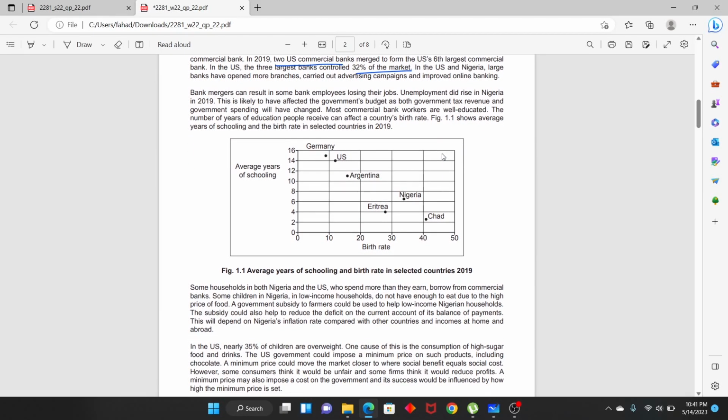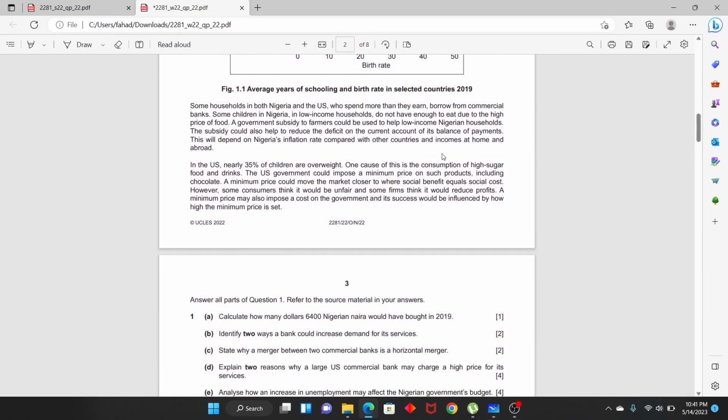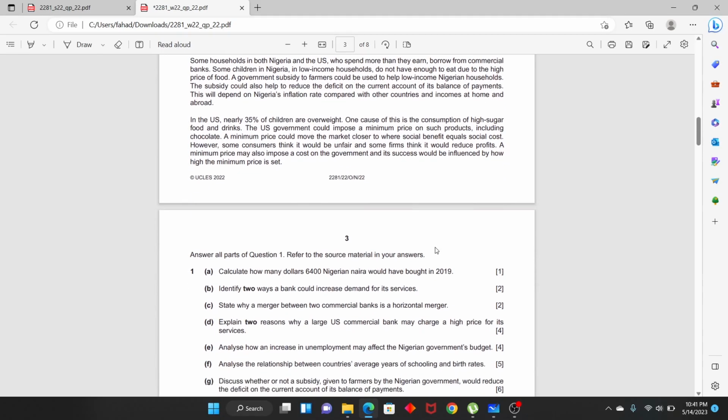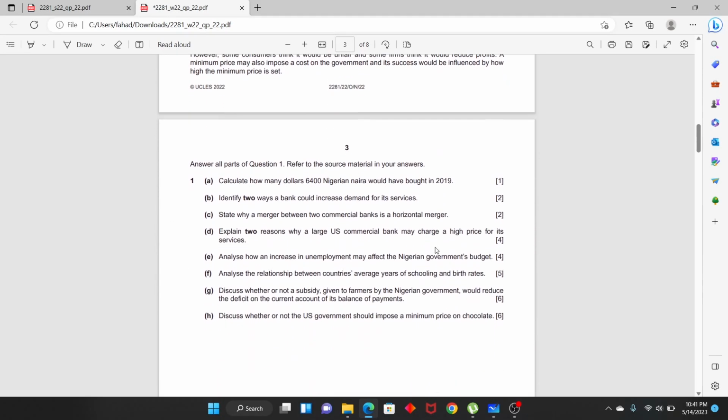An alternate tip here is that many of the teachers ask the students to just read the first question. Let's suppose you read: calculate how many dollars 6,400 Nigerian naira would have bought in 2019. So maybe if you want, you can read the question too, and then you can read the case. It's up to you. But I recommend you read the case and underline important details which you think are important. Then just solve all the questions in sequence. What is important is that you should follow the sequence. It's better to follow the sequence rather than skipping, and that's something appreciable.